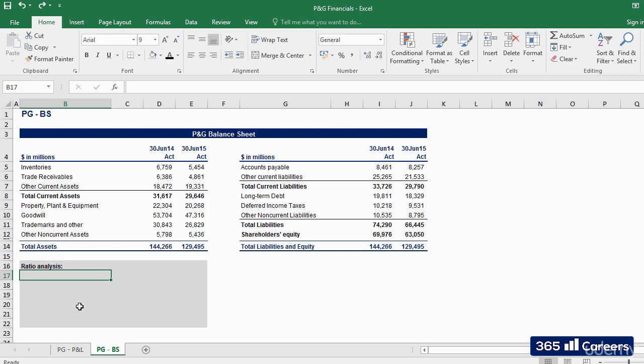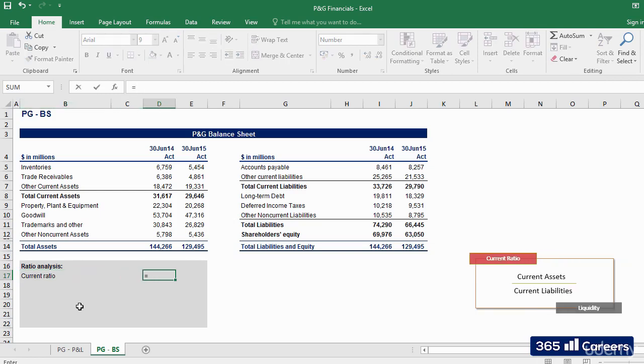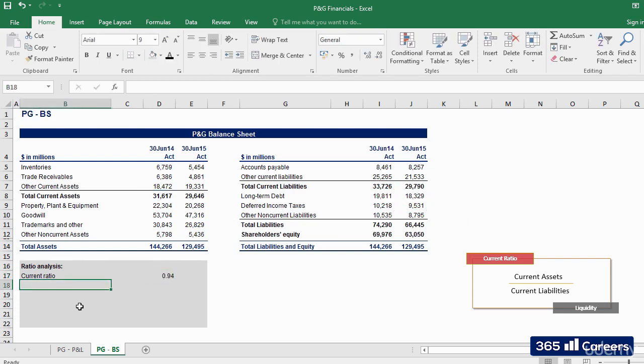In our previous lesson, we started with liquidity ratios. In fact, the first ratio that we saw was the so-called current ratio. Let's calculate it. On the right side of the screen, you'll be able to see the name and formula of the ratio that we're calculating. The current ratio is given by current assets divided by current liabilities for the respective year. And the result is that P&G's current ratio in 2014 was 0.94, and precisely 1 in 2015.